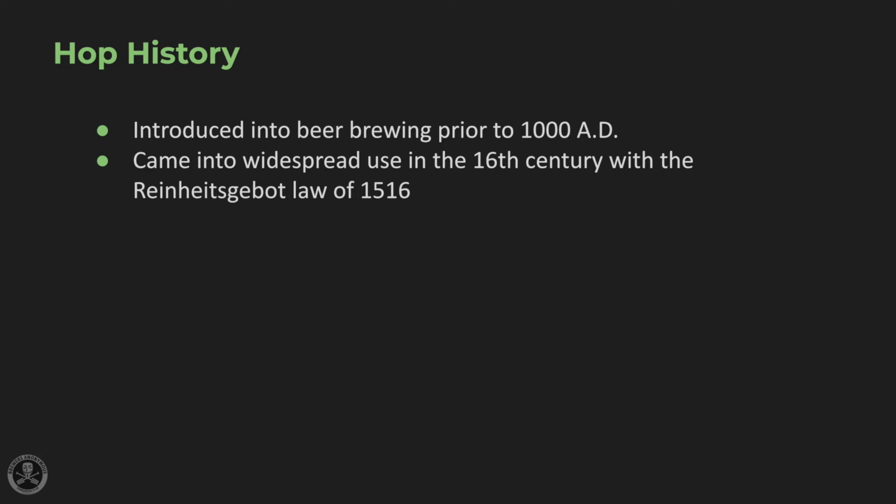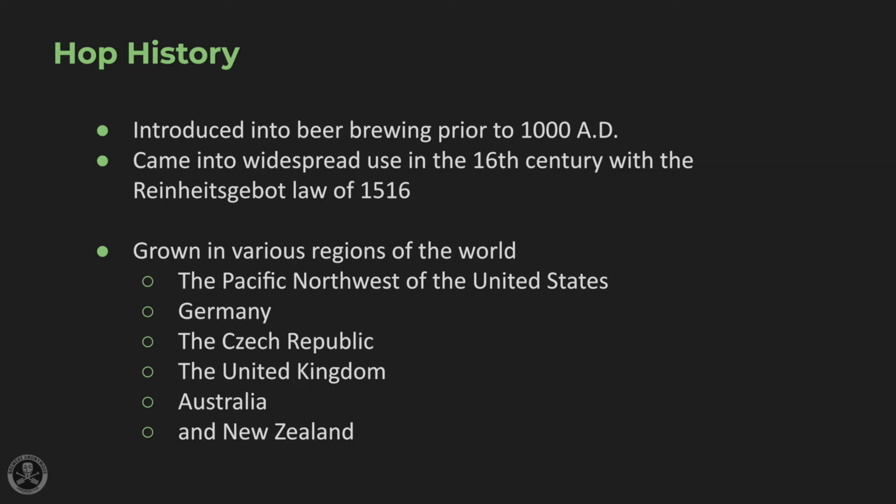Now, going into actual history on hops, hops were introduced as a beer ingredient prior to 1000 AD. They came into widespread usage in the 16th century when they were legislated as a required ingredient in the Reinheitsgebot, the German beer purity law of 1516. Hops are grown in various regions throughout the world. This, of course, is not a complete list of where hops are grown or can be grown. With the right conditions, weather, and hop growers willing to put in the work, hops can be grown in many regions all over the world. Some of the more notable regions and sources for hops for brewers are the Pacific Northwest of the United States, Germany, the Czech Republic, the United Kingdom, Australia, and New Zealand.